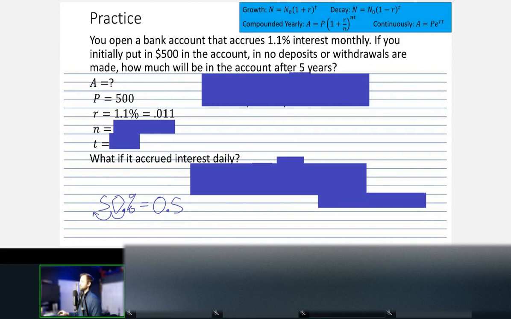12 is correct. Why is it 12? Yeah, it's monthly. It says it right here. So it accrues 1.1% interest monthly. A little tricky because it didn't explicitly say we're compounding monthly, but this statement implies it. Okay, what is the time that we want to find?